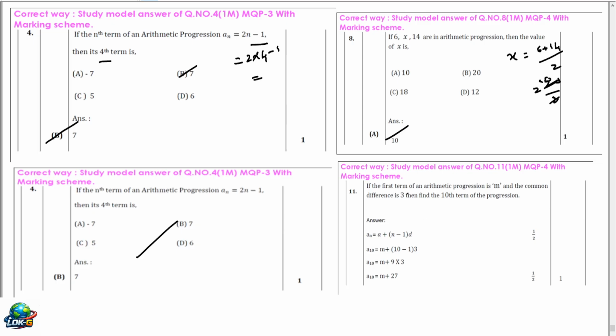Here, if the first term of an arithmetic progression is m and the common difference is 3, then find the 10th term of the progression. If the first term is m, the 10th term a10 is equal to m plus (10 minus 1) into 3. First term is m, a10 is equal to m plus 27.